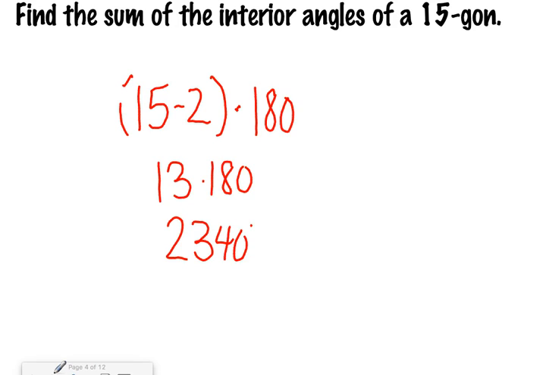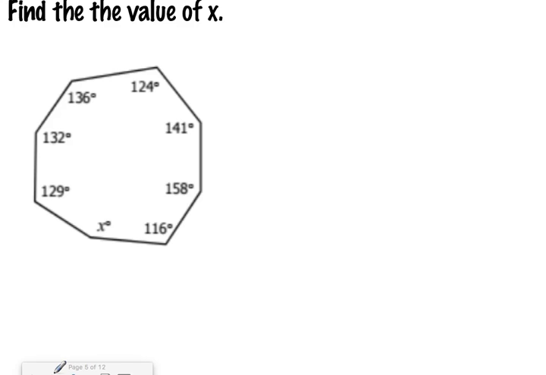Are you writing this down? Yeah. Okay, so sum means all of your angles. This one's asking us to find the value of x. So we're missing one of our interior angles. What's the plan? Add them up.